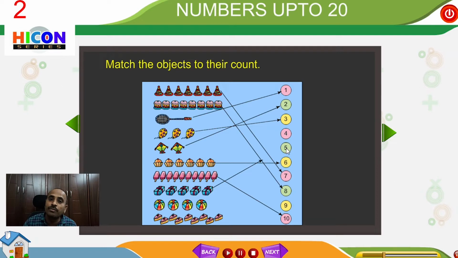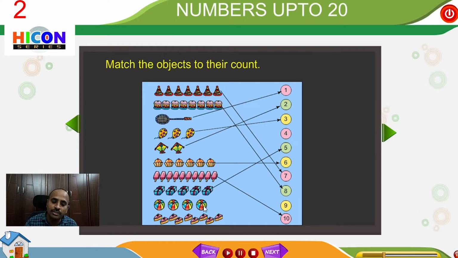So match the gift boxes with 5 since there are 5 gift boxes. So children, see the next set of pictures. You are observing some balls in this picture, in this set. And how many balls are there? A total of 1, 2, 3, 4. Yes, there are 4 balls in the set.